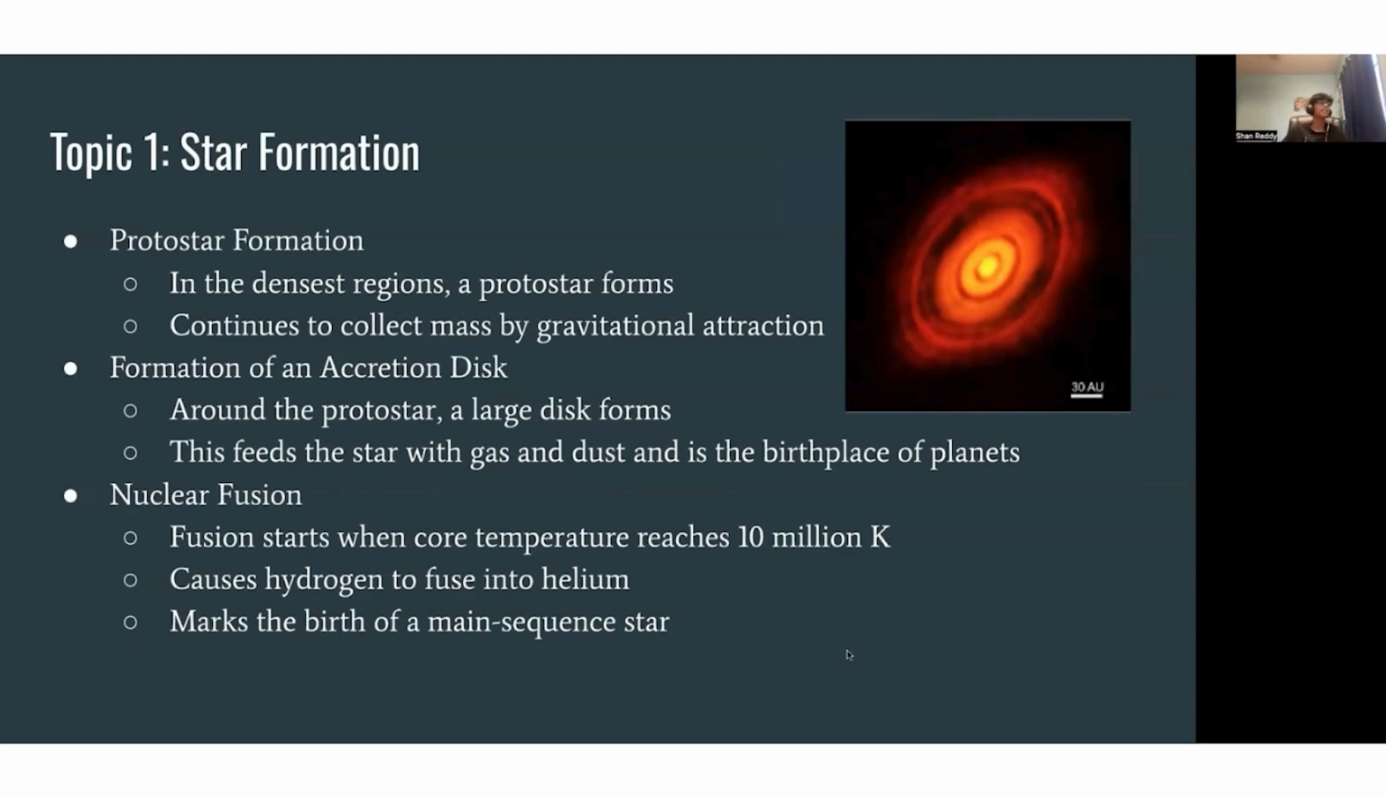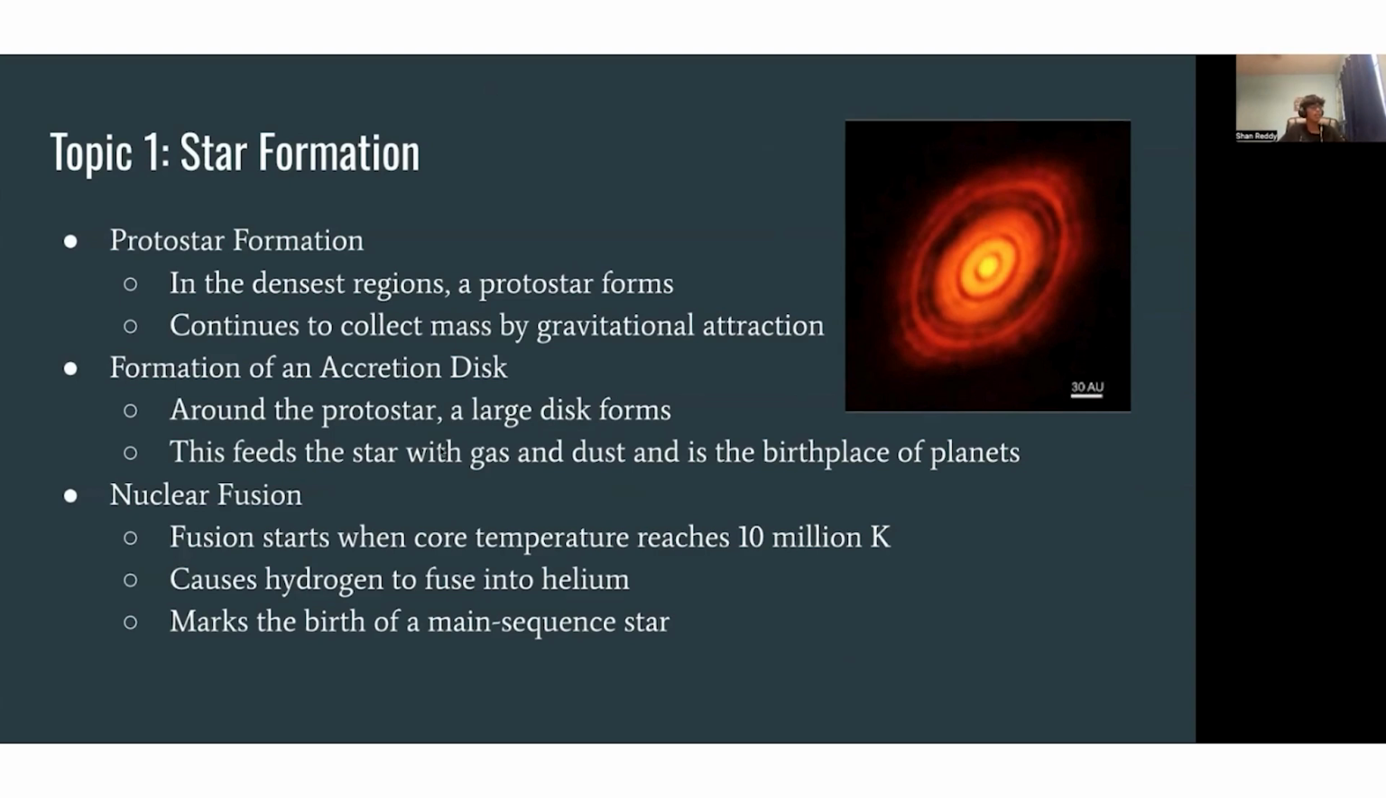Then, in the densest regions, a protostar forms, which is a small yellow circle. This continues to collect mass by gravitational attraction. While the protostar spins, a large disk forms around it. This is called an accretion disk. This disk feeds the star with gas and dust and is the birthplace of planets, as there are millions of rocks within the disk, and over time they clump together to create planets.